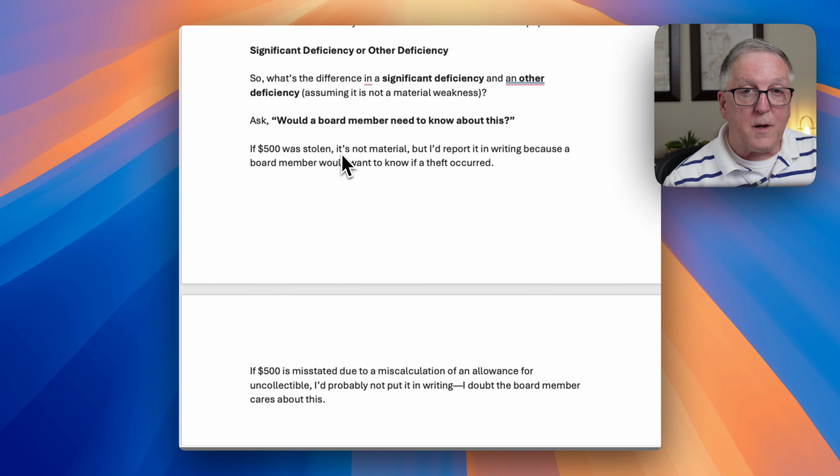In the first example, say $500 is stolen. It's not material, but you know what? A board member probably would want to know about that. So if the board member desires to know, at least you think they do, then it's a significant deficiency. If you think a board member really wouldn't be interested in that, then it's an other deficiency.